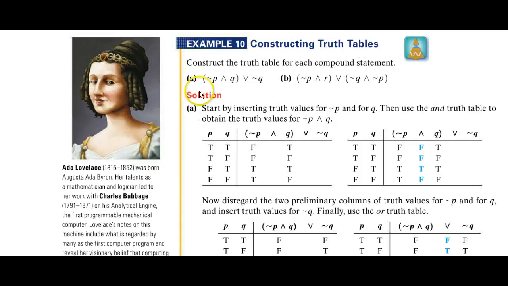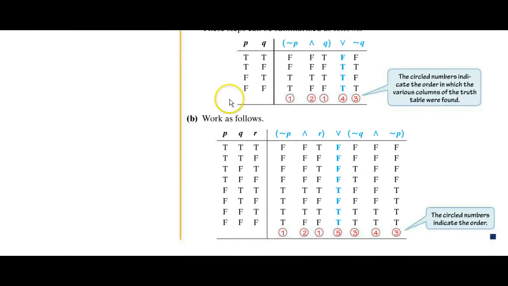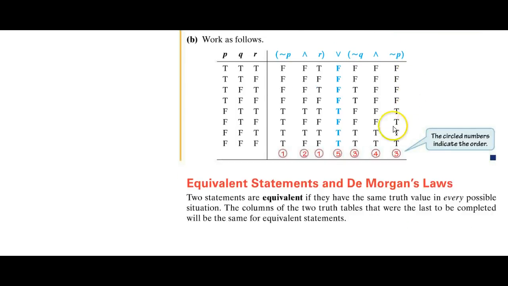They're getting into truth tables big time. We're not going to get into that, and I'm not going to try to describe it. It's just too complicated. But again, looking at that, the circle number indicates the order in which the various columns of the truth table were found, and we have our formula.